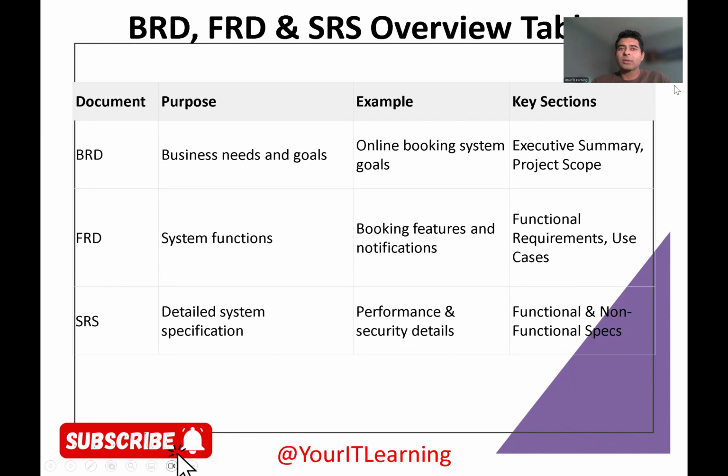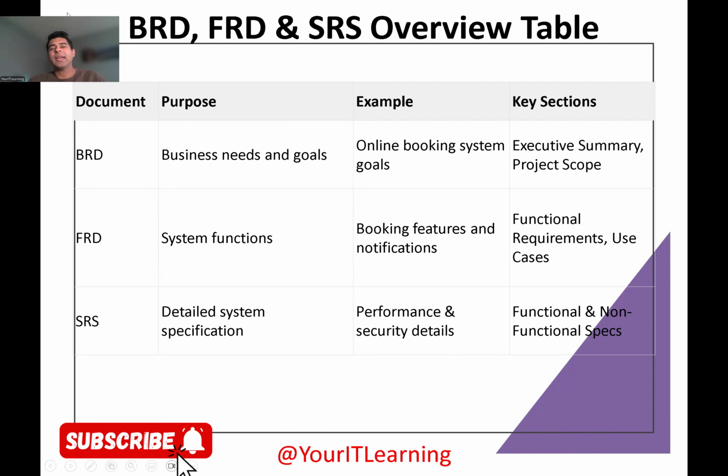So let's talk about all these three, BRD, FRD, SRS, in a table view. So document: BRD. What is the purpose? Business needs and goals. The example is an online booking system. Key sections will be executive summary and project scope.